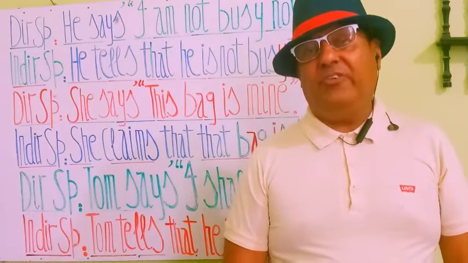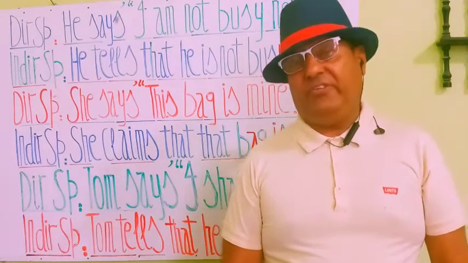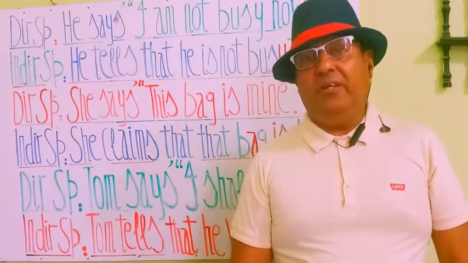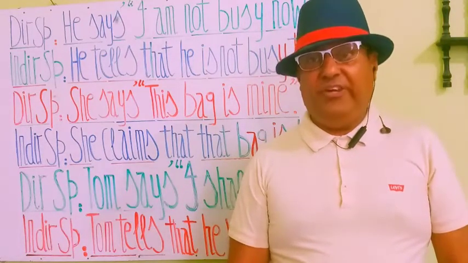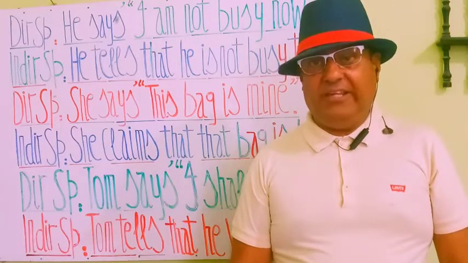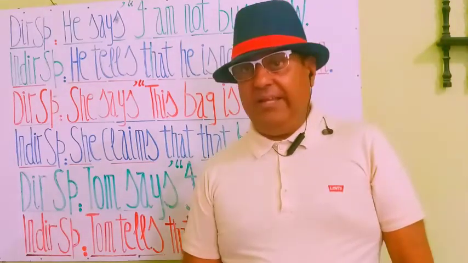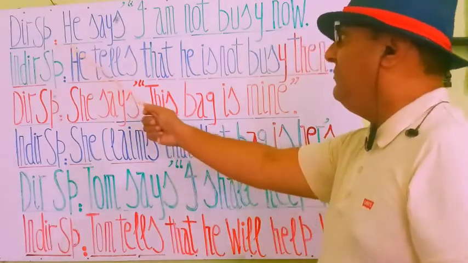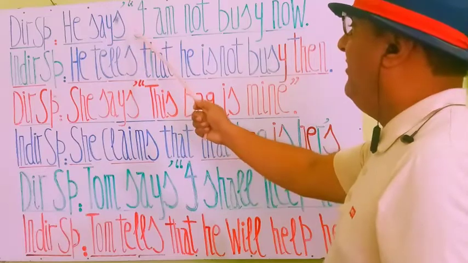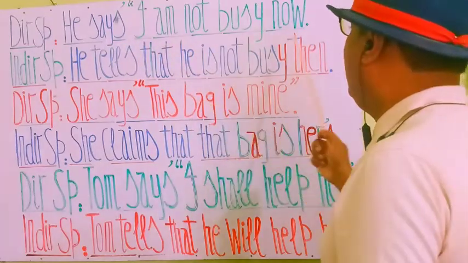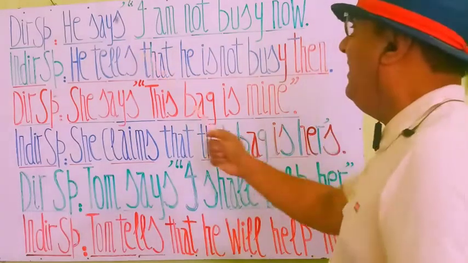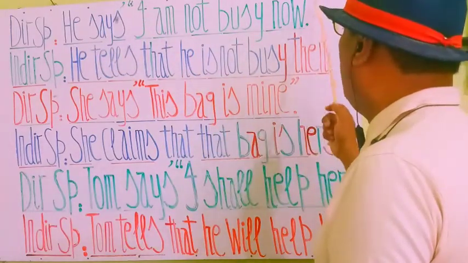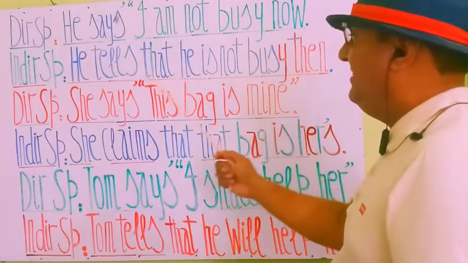So here, my students, you saw three statements of direct speech and they change into indirect speech. Let's repeat these statements once again. First one is a direct speech statement. He says, "I'm not busy now." Commas close, full stop. Let's see its change.